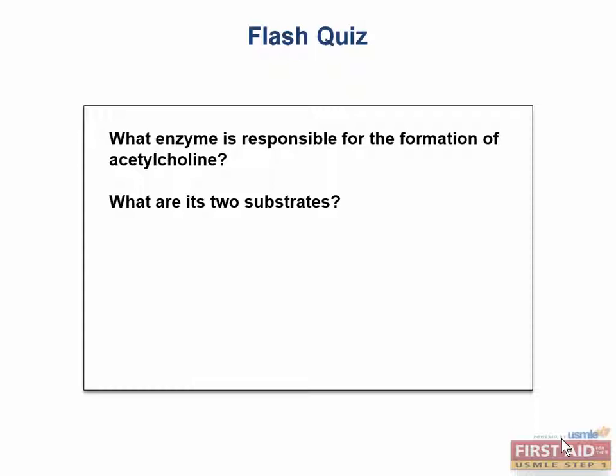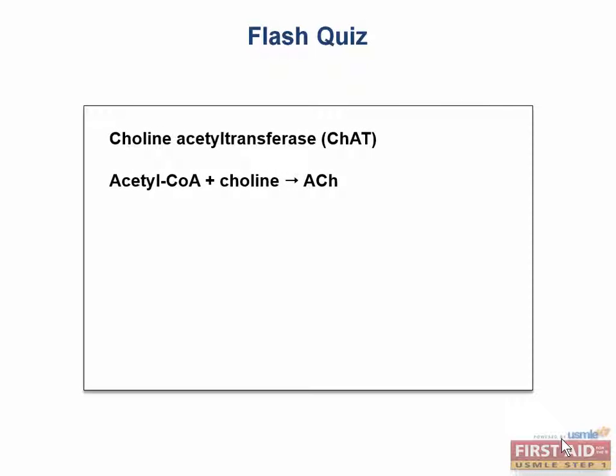Well, we just covered the formation and degradation of acetylcholine, so this should be a pretty easy one. If you're struggling with this question, I recommend going back and reviewing this pathway one last time. So the enzyme that forms acetylcholine is choline acetyltransferase, also known as CHAT. It takes acetyl-CoA and choline and converts it into the neurotransmitter acetylcholine here in this equation. So I'll pose another question to you. What enzyme is responsible for the breakdown of acetylcholine?